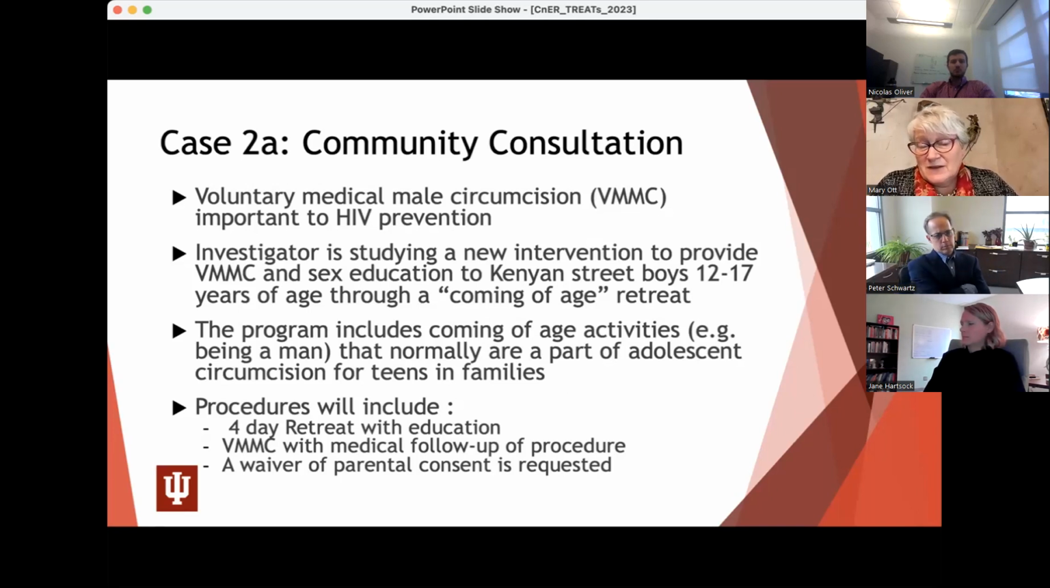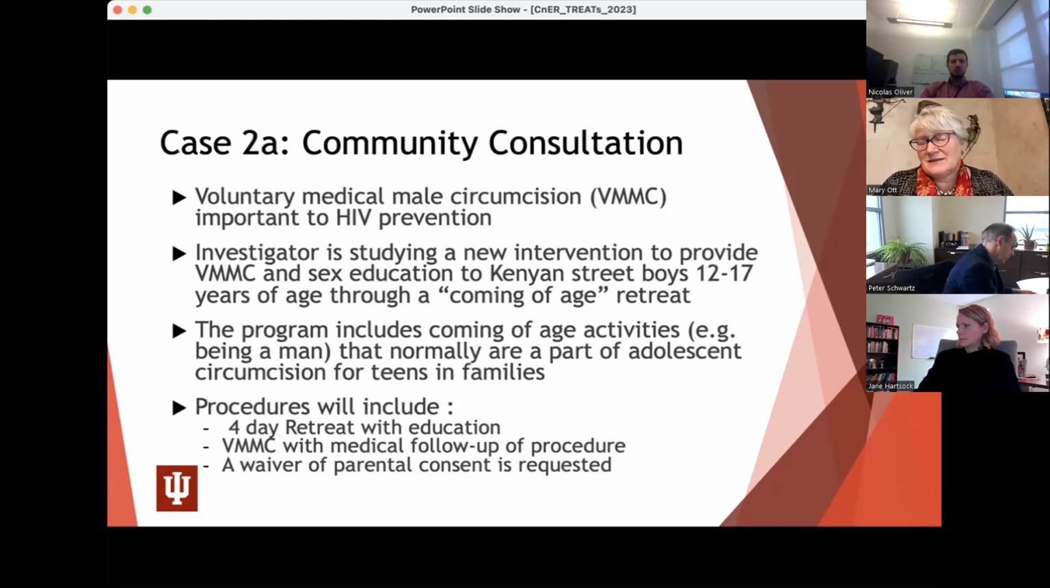They'd included coming-of-age activities, like what does it mean to be a man, that are normally a part of adolescent circumcision for teens living with families. They had the 4-day retreat, the voluntary male medical circumcision, and then they got a waiver of parental consent. They requested it because the young people weren't living in families and there really weren't parents to consent.